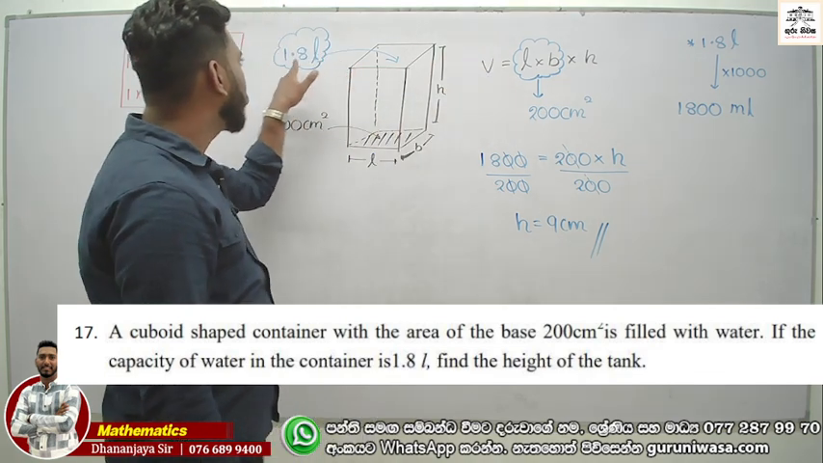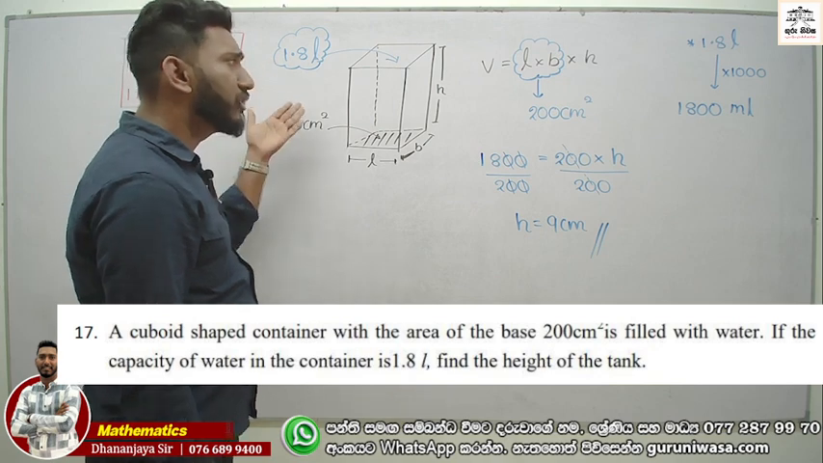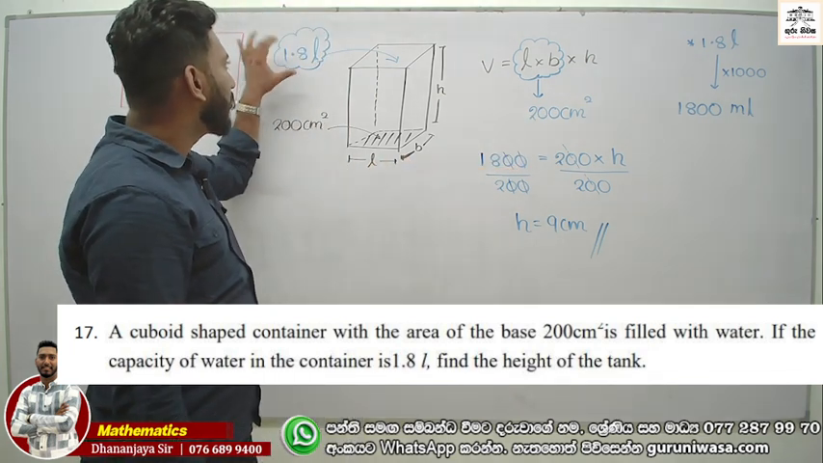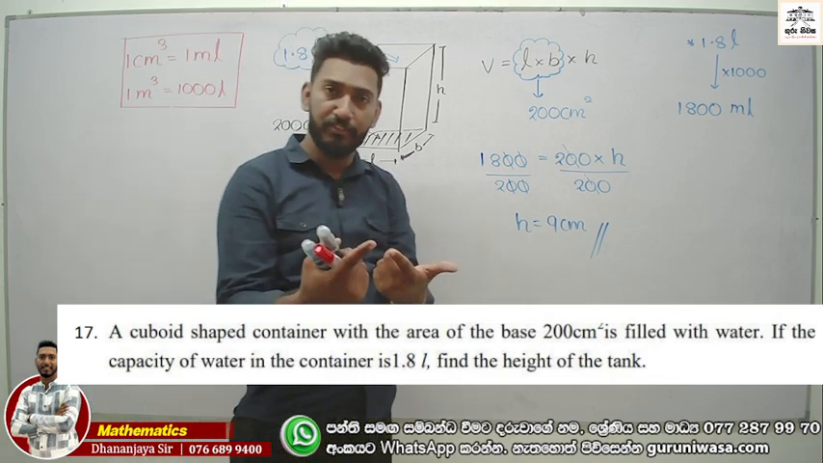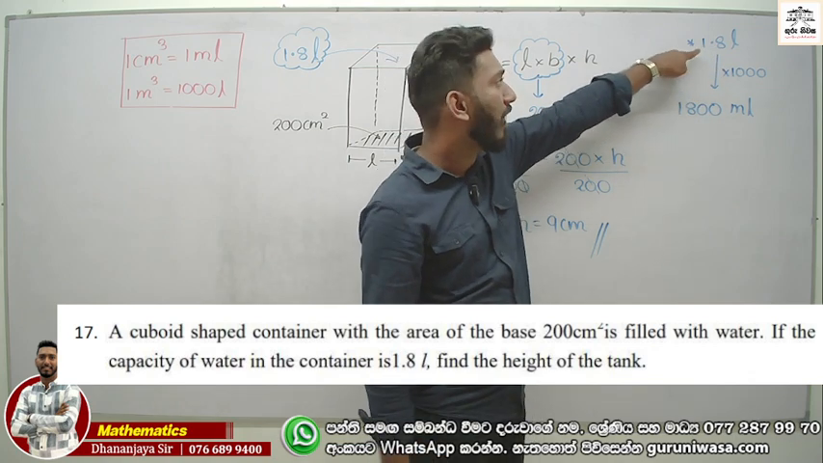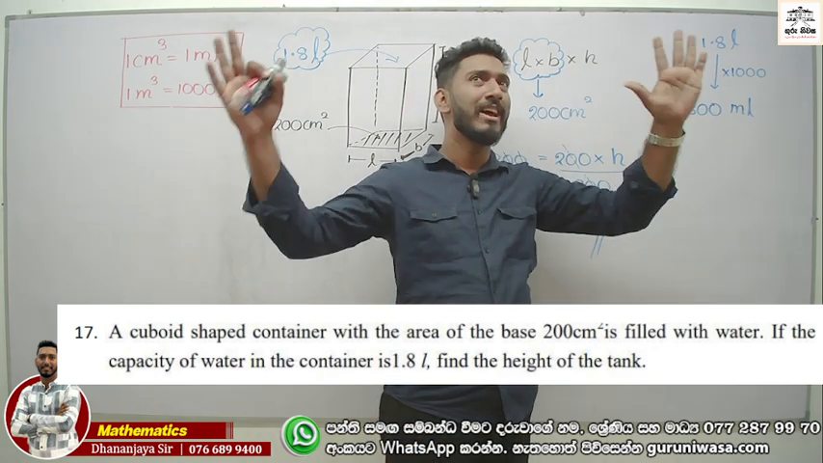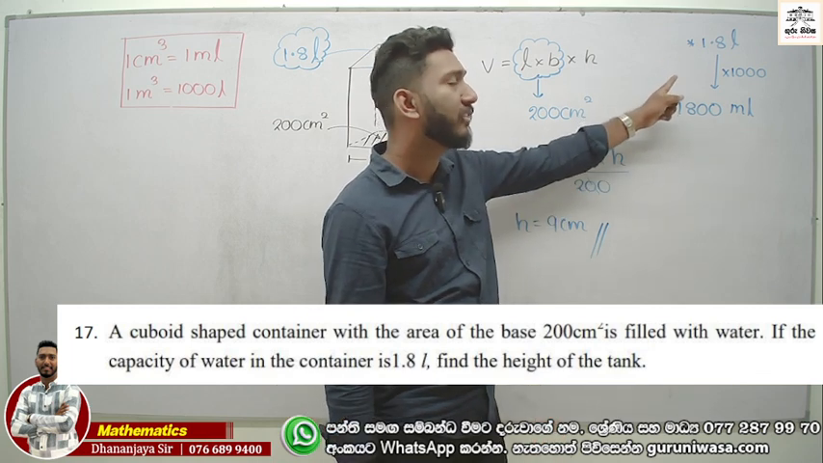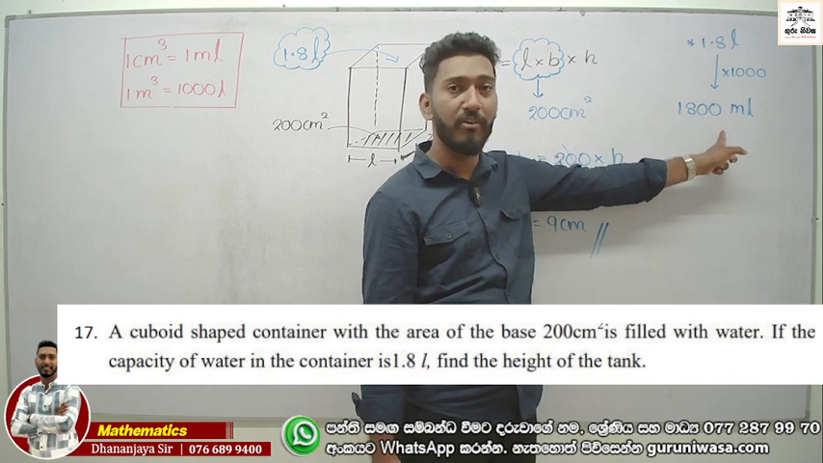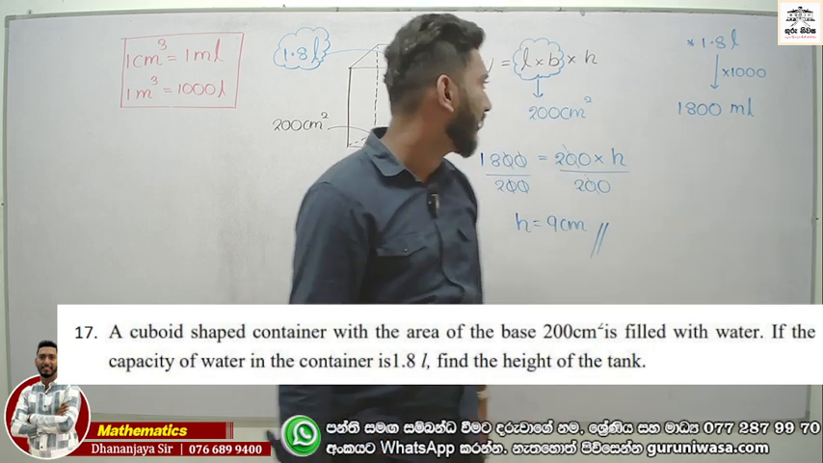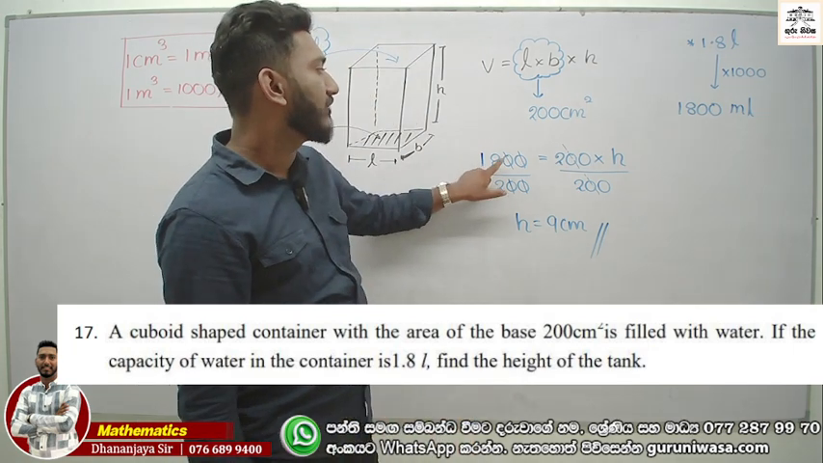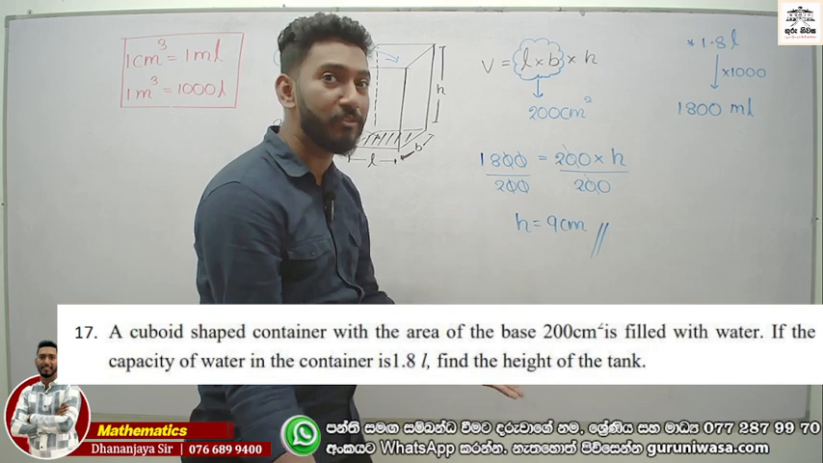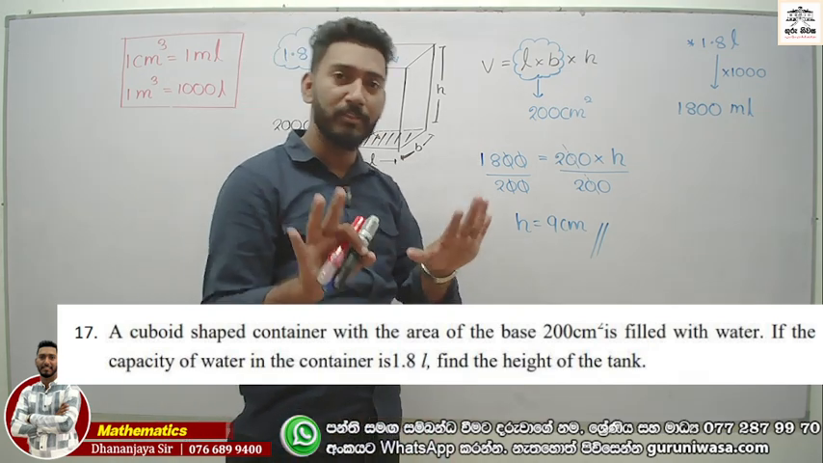Volume is 1.8 liters, but it's not suitable for cubic centimeters. Now I am going to change liters into milliliters. Everyone knows 1000 milliliters equals 1 liter. Therefore 1.8 liters is equal to 1800 milliliters. Now I am going to write the equation: 1800 milliliters. Milliliters means 1800 cubic centimeters, because cubic centimeters and milliliters are equal.